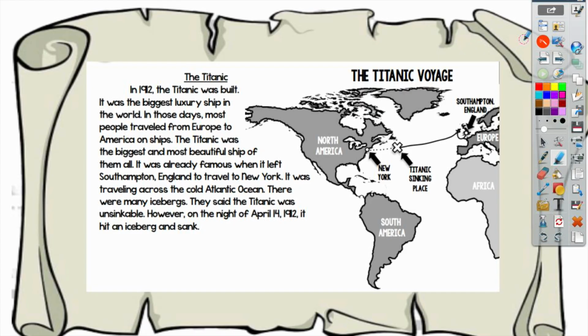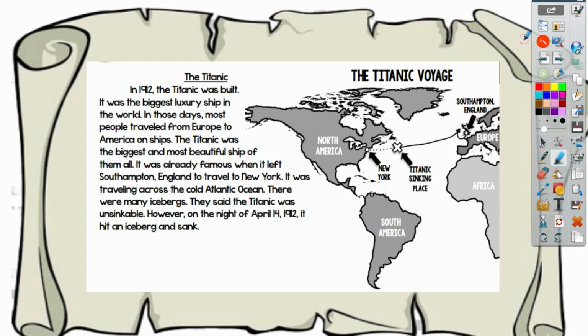So our first passage is on a historical event about the Titanic. So let's read what the passage says, and then we can talk about the words and the illustrations that it gives us. In 1912, the Titanic was built. It was the biggest luxury ship in the world. In those days, most people traveled from Europe to America on ships. The Titanic was the biggest and most beautiful ship of them all.